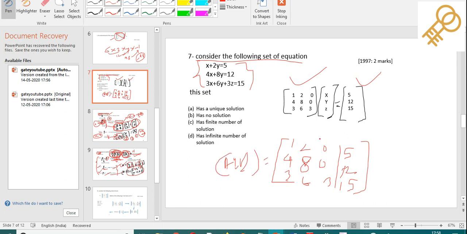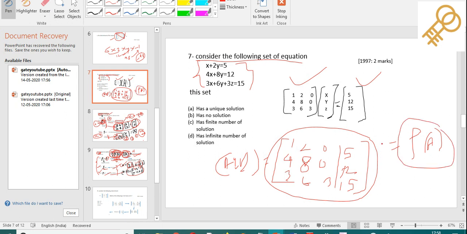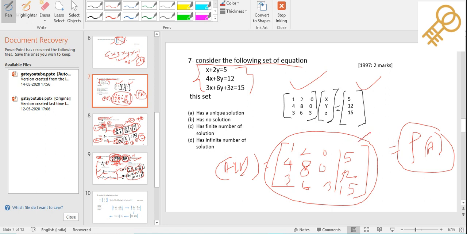Now you find out the rank of the given whole augmented matrix. If it is equal to the rank of the individual A matrix, then you need to check whether the number of variables is greater than or less than the rank of the matrix A. When you find the rank of the augmented matrix, you will get 3, and the rank of the matrix A you will find is 2. So this is not equal, right?